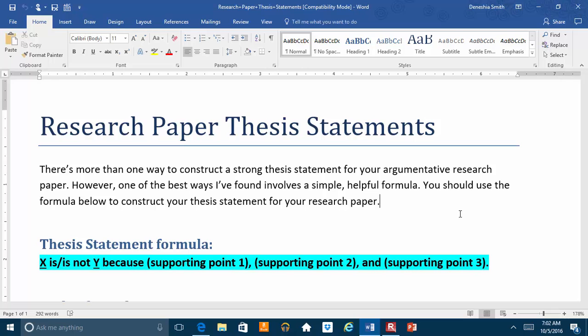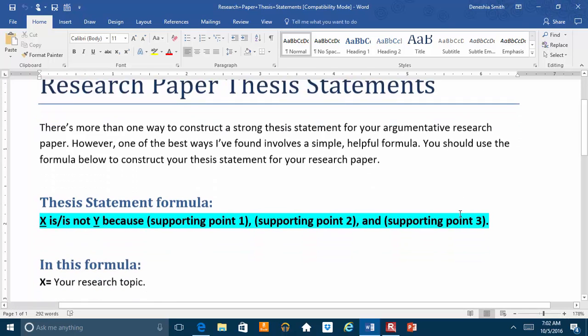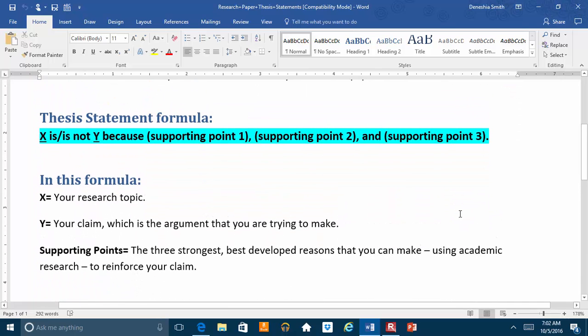Every thesis statement that I receive from students in this class for this argumentative assignment must follow this formula. So let me show you what it means. In this formula, X is your research topic. Y is your claim, the argument you're trying to make. And then you have your three strongest, best developed reasons as your supporting points, which you can make using academic research to reinforce your claim.